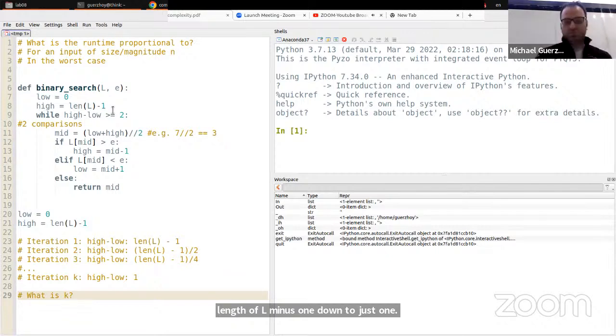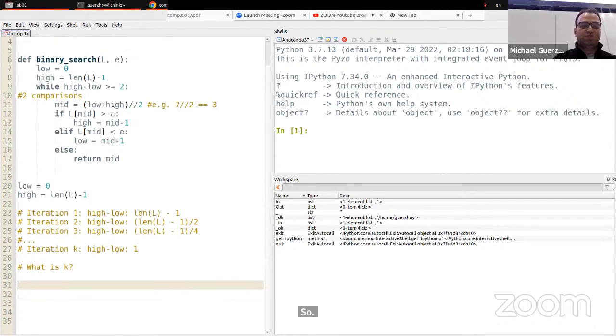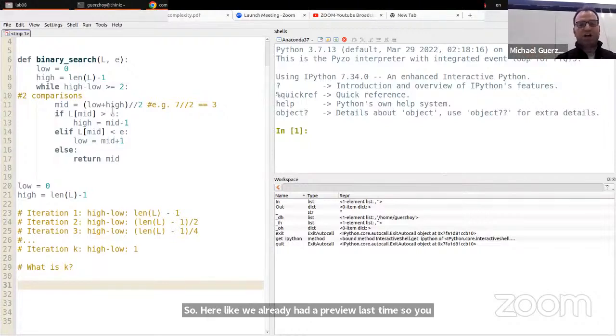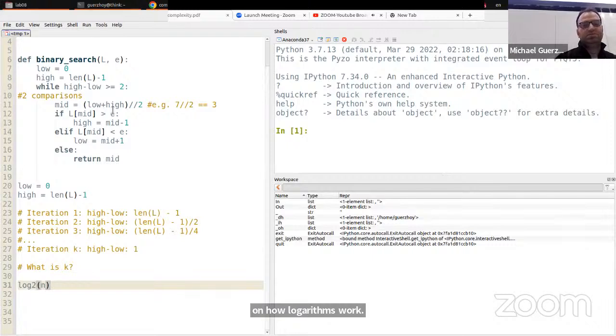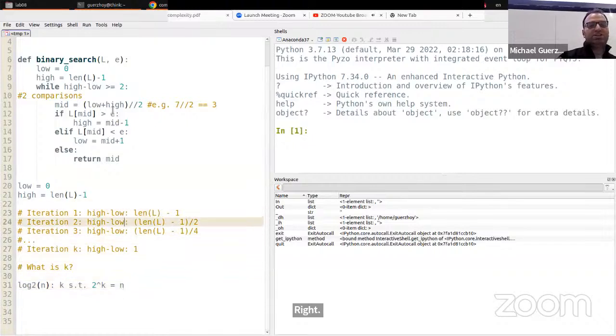Here, we already had a preview last time, so you probably know the answer, but just a refresher on how logarithms work. So log 2 of n is k such that 2 to the k is equal to n. That's just the definition of log 2 n, right? And that turns out to be the answer.